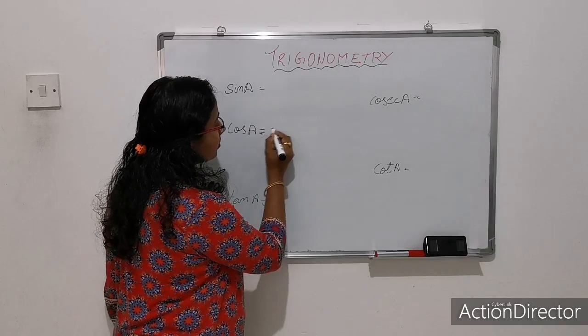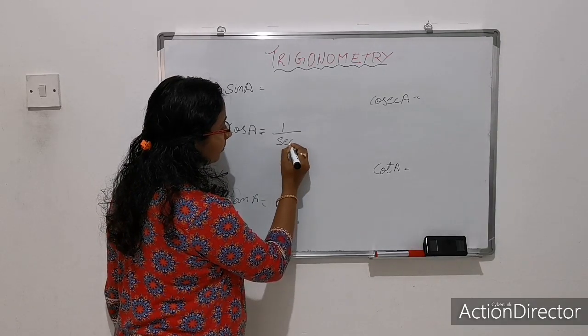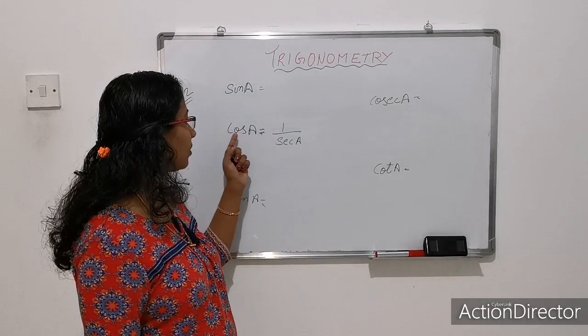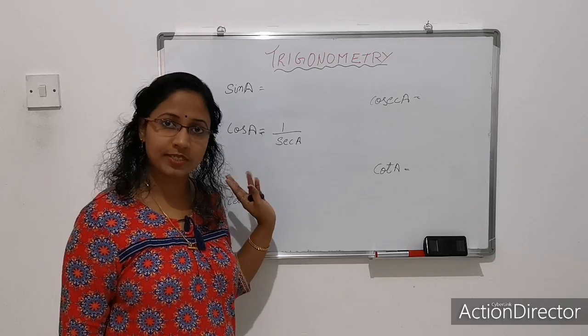So this becomes 1 by sec A. Cos A is 1 by sec A. Sec A is equal to 1 by cos A. Cos A is equal to 1 by sec A.